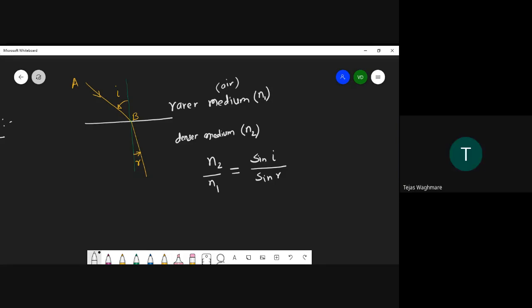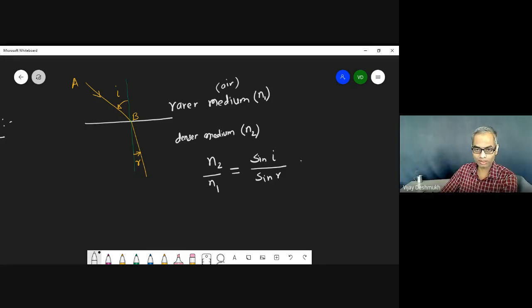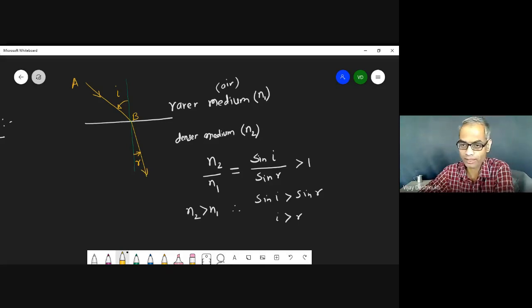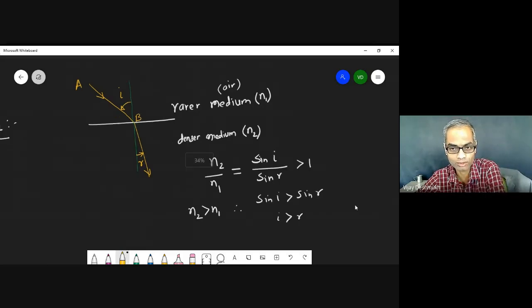Yes. You can imagine here N2 is the denser medium, so N2 is greater than N1, right? And therefore this must be greater than 1, and therefore sine I must be greater than sine R, and therefore I must be greater than R. That is what we are getting. Now, this is the case where the light is traveling from the rarer medium to the denser medium. I will give a minute or two, just write it down, and then I will give another problem.